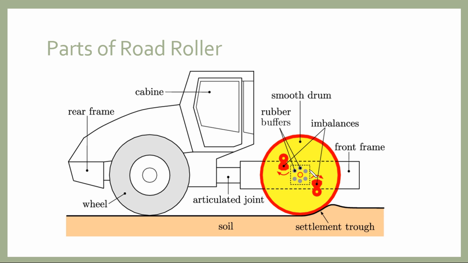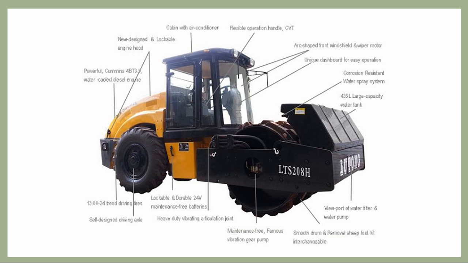The rear sections are articulated and joined with the rear portions, so in this way these vehicles are basically used in the current scenario. And here is the picture of a road roller with various components.